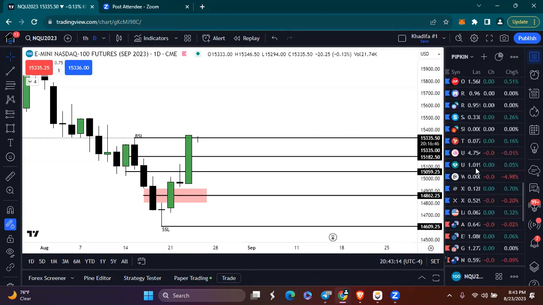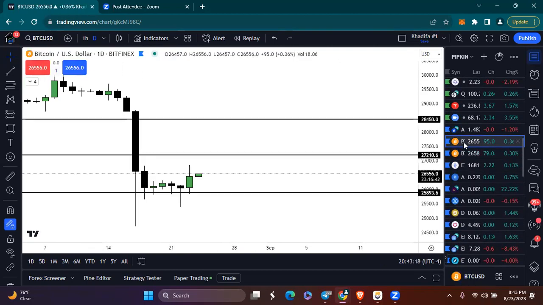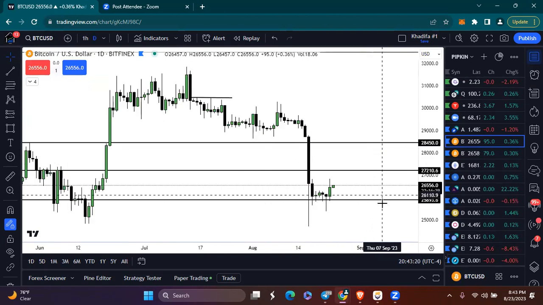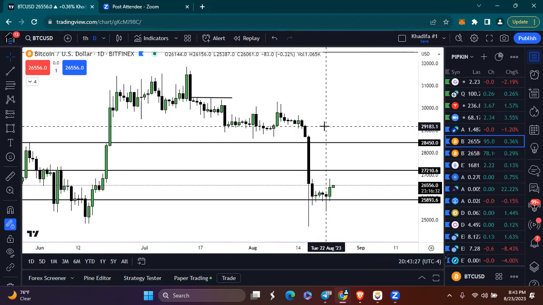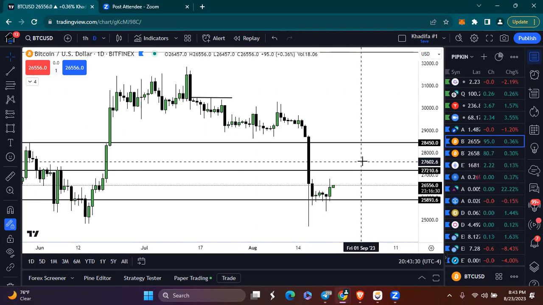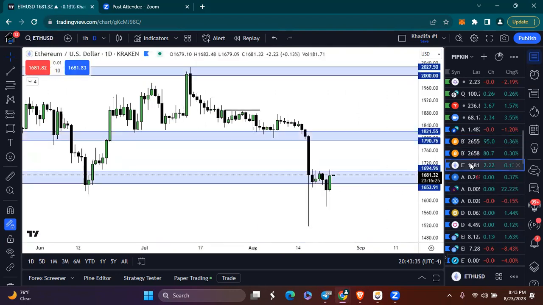So with that being said, last but not least, cryptos. Bitcoin, I want to see us go ahead and start to fill in this imbalance, get back above 28,450 and find support, so we can run on up to 32,000 and on up to 40,000. Ethereum, same thing. I want to see us get back above 1,821, find some support, so we can go ahead and run on up to 2,000 and get up to 2,500.